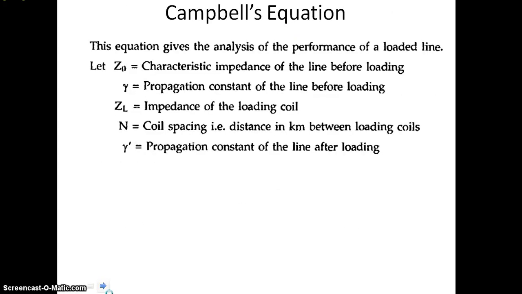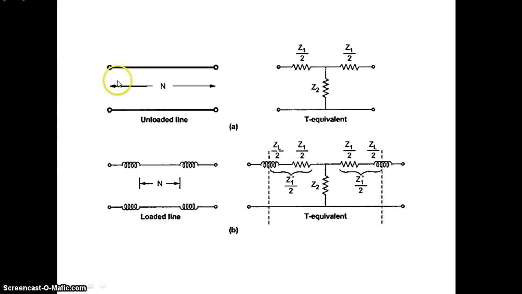Next, coming to Campbell's equation. This is the equation which gives the analysis of the performance of a loaded line. We consider these conditions: Z naught is the characteristic impedance, gamma is the propagation constant before loading, and gamma dash is the propagation constant after loading. ZL is the impedance of the loading coil, and N is the coil spacing, that is the distance in kilometers between loading coils. So look at the diagram. This is an unloaded line, and this is the distance N. There is no loading here.